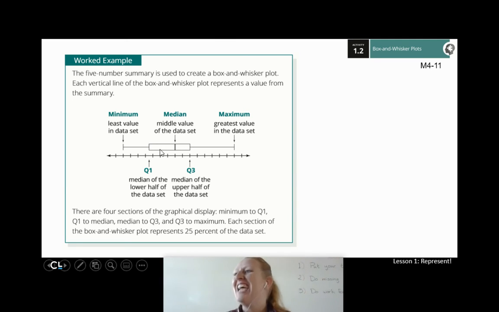Do you get it? So that means 25% of my data is in this whisker. 25% of my data is in that part of the box. 25% of my data is in this part of the box. And 25% of my data is in that last end whisker. Are you getting this kind of in your head a little bit about why they're called quartiles and this whole box and whisker plot thing? It's so cool.